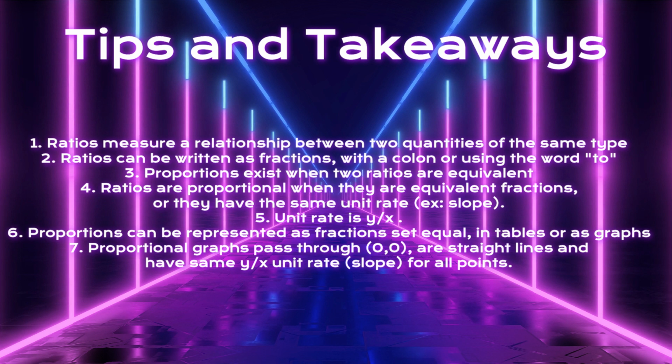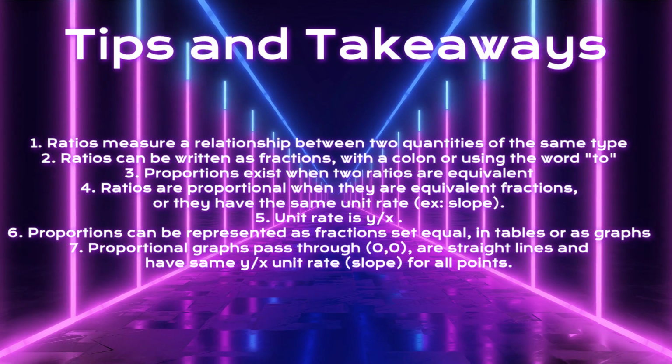Proportions can be represented as fractions set equal, in tables, or as graphs. And lastly, proportional graphs pass through 0, 0, the origin, are straight lines, and have the same y to x unit rate, or slope, for each point.